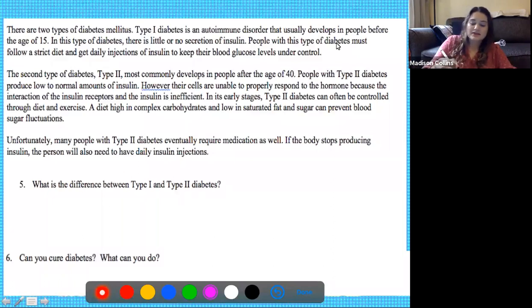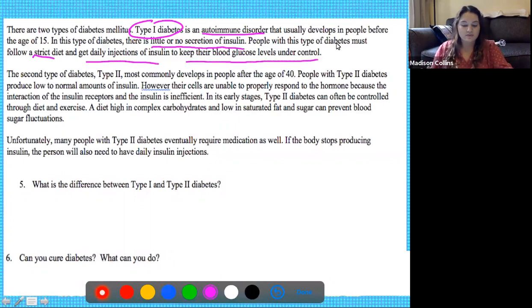Type 1 diabetes is an autoimmune disorder, and it usually develops in people before the age of 15. In this type of diabetes, there is little or no secretion of insulin. People with this type of diabetes must follow a strict diet and get daily injections of insulin to keep their blood glucose levels under control.